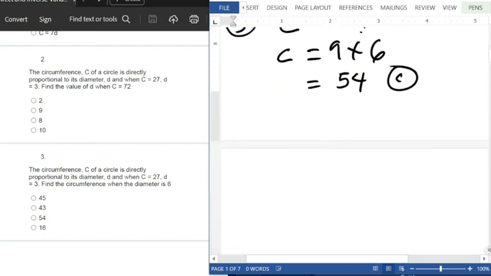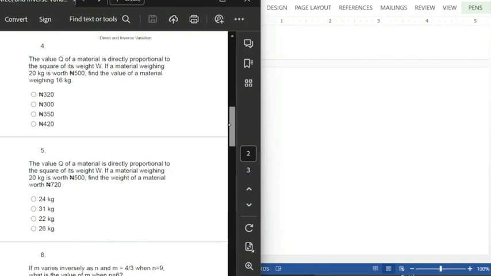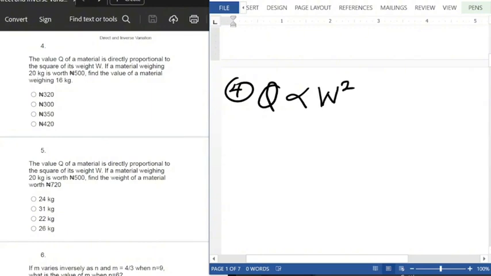All right. So let's go to question number 4 now. For question number 4, we have the value Q of a material. The value Q of a material is directly proportional to the square of its weight W, that is W squared. If a material weighing 20 kilogram is worth 500 naira.